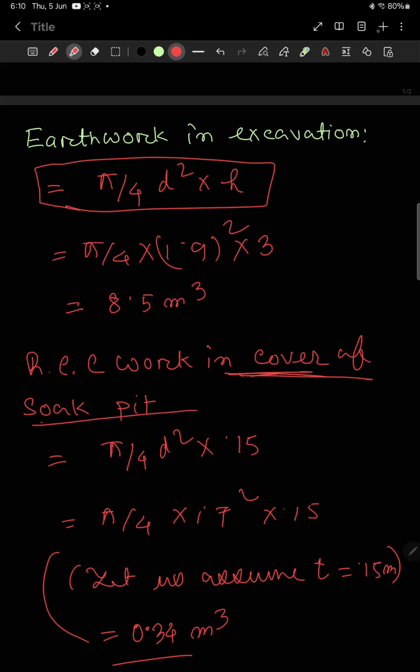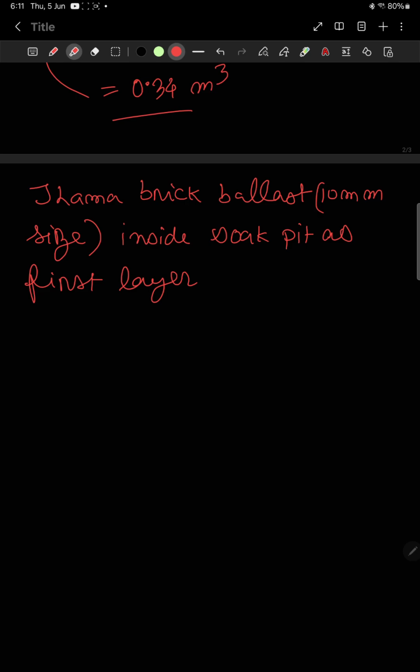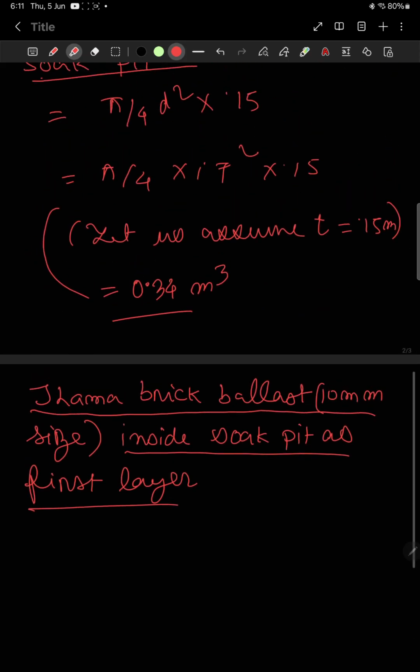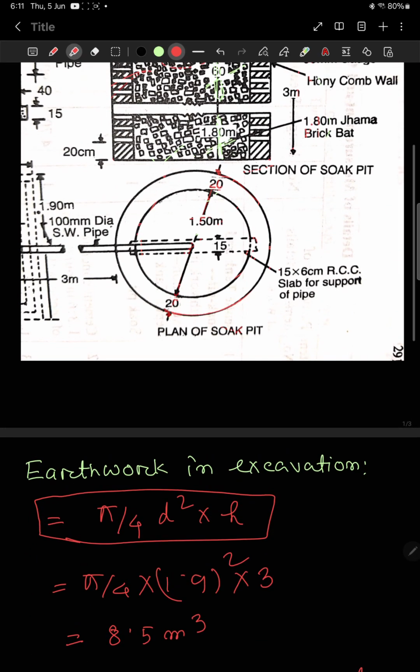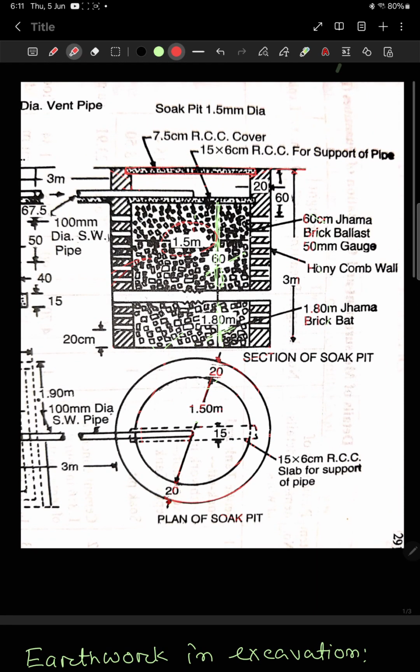Okay. So the next item is Jama brick ballast. Jama brick is a very low quality brick of 10 millimeter size broken bricks, which is placed inside the sock pit as the first layer. As I have already discussed in the drawing, this is the first layer, and it's a height of 0.6 meter, that means 2 feet.